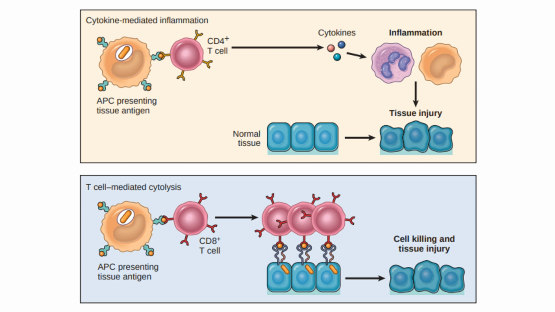Let's look at the visual overview of these two processes. In the top panel, you see an antigen presenting cell showing a tissue antigen to CD4 positive T cells. Then T cells release cytokines, triggering an inflammatory cascade that ultimately causes tissue injury. Whereas in the bottom panel, antigen presenting cells are presenting an antigen to CD8 positive T cells. And instead of just calling for backup, these CD8 positive T cells bind directly to the target cells and execute cell killing and cause direct tissue injury.